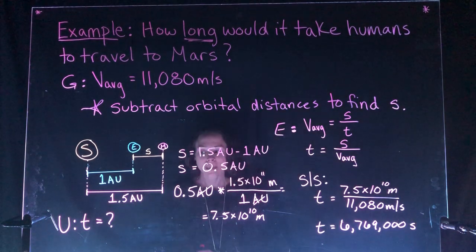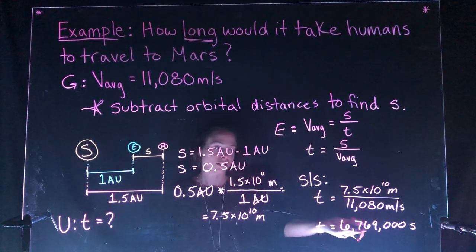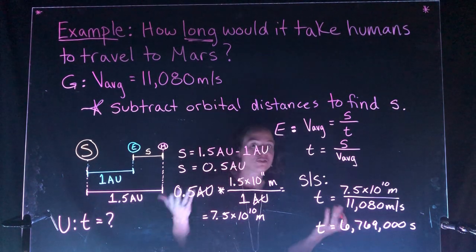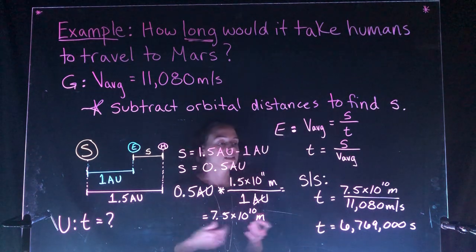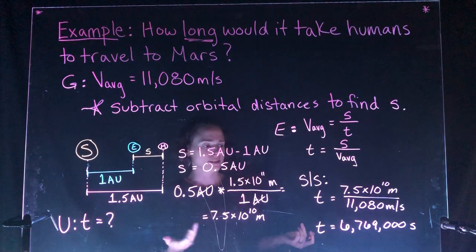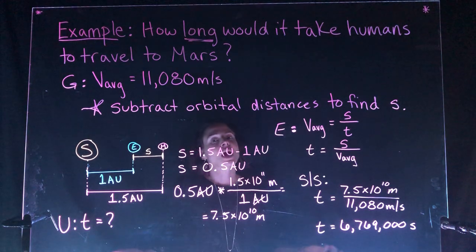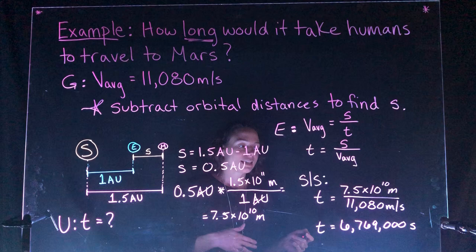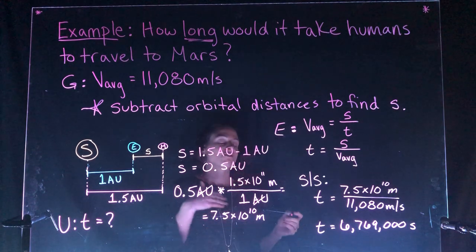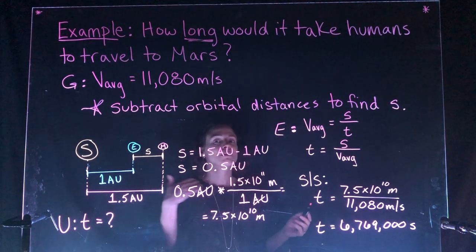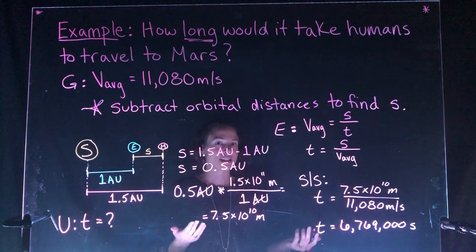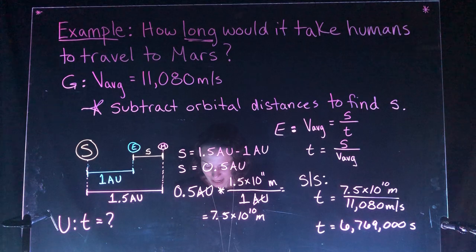seconds. Now that is not very practical, dealing with seconds. If you ask me how long it takes to get to Mars, and I say 6,769,000 seconds, that's not very helpful, right? So we're going to factor label this. We could factor label it into days, months, or years. And what I'm going to do is factor label this into years.